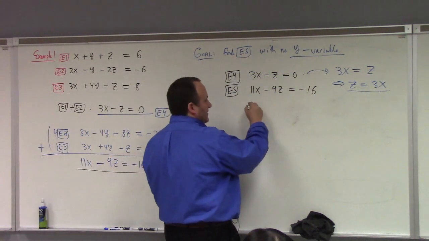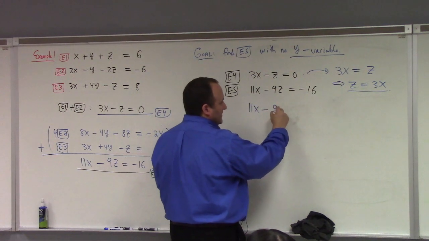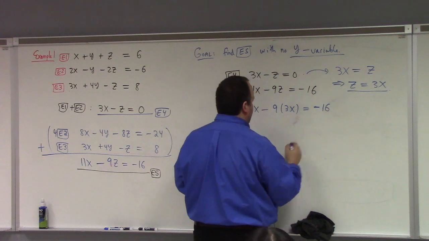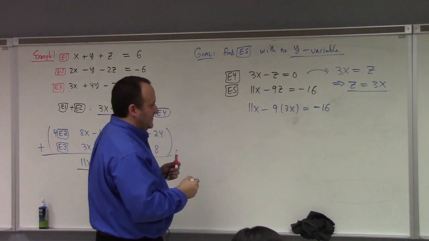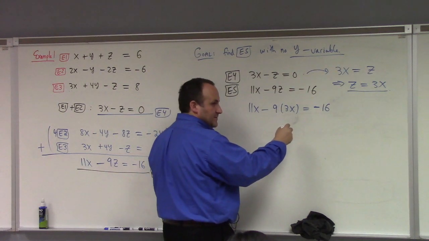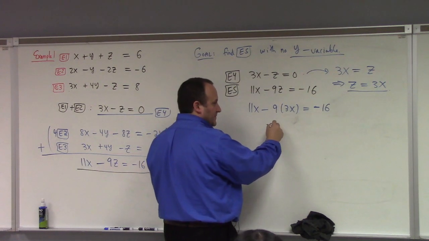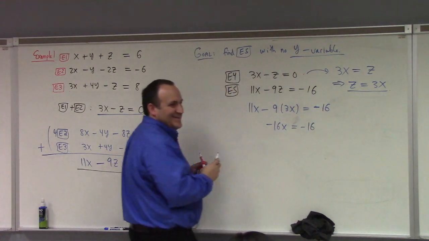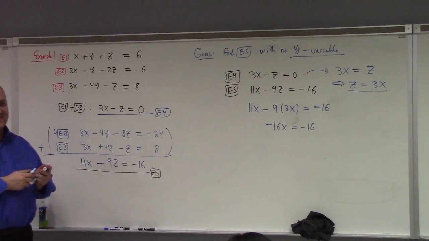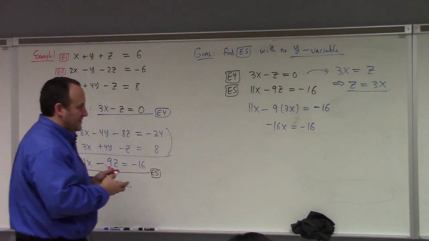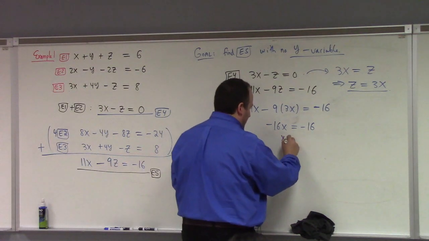Plug that in here. We've got 11x minus 9 times 3x equals minus 16. I sure hope this works out to 1, otherwise it'll be so embarrassing. 11 minus 27 is what? 11 minus 20, that's negative 16. Are you actually working it out, or are you just hoping I'm right? I did it in my head. I wasn't looking at the board. Suspect. Oh, okay, we're not looking at the board. All right, I mean, why am I? There we go. x equals 1.